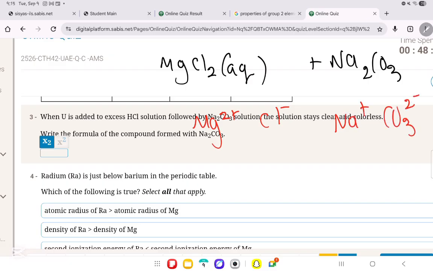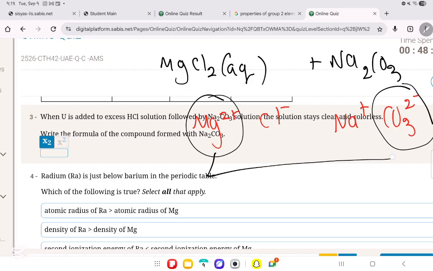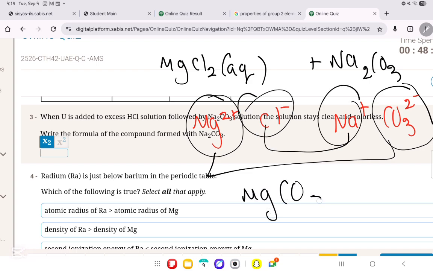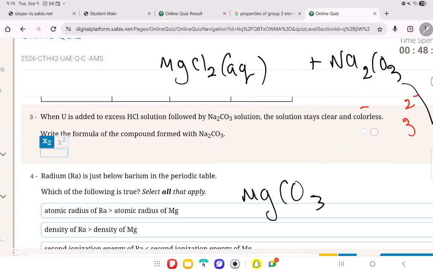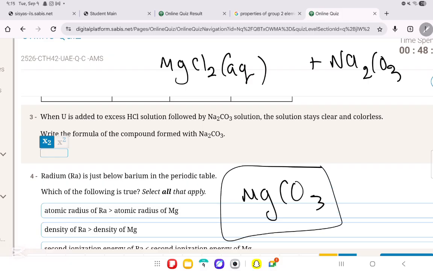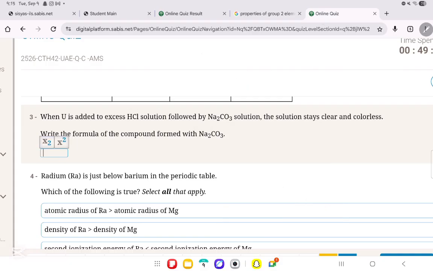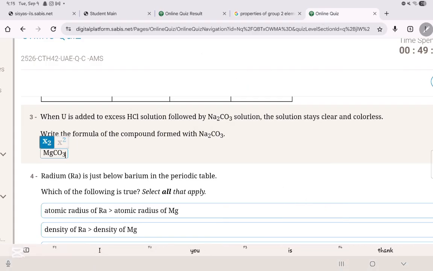Now, I take the negative with the positive of the other one. So this one I take with this one, and this one I take with this one. What do I get? I get MgCO3. Why? Because you have to do the crisscross method. You guys should know how to do the crisscross method. I get MgCO3 and NaCl. Now, NaCl is aqueous, whereas MgCO3, I believe, is going to give me a precipitate. And this is the compound which they need from me, which is MgCO3. Now we move on to the next one.